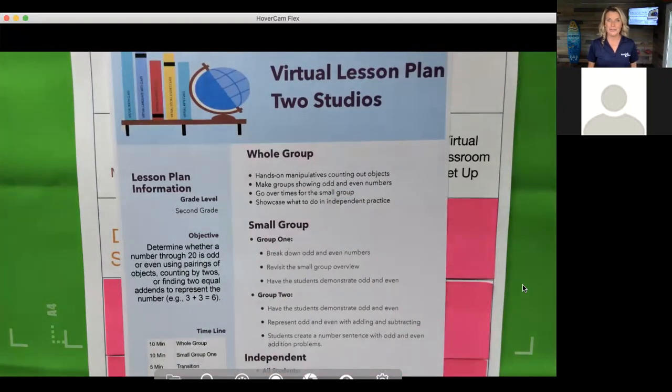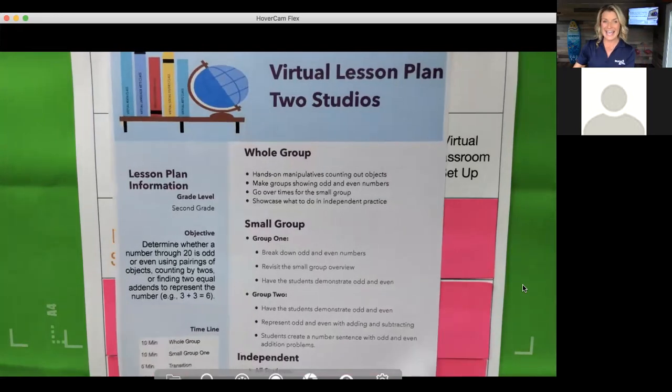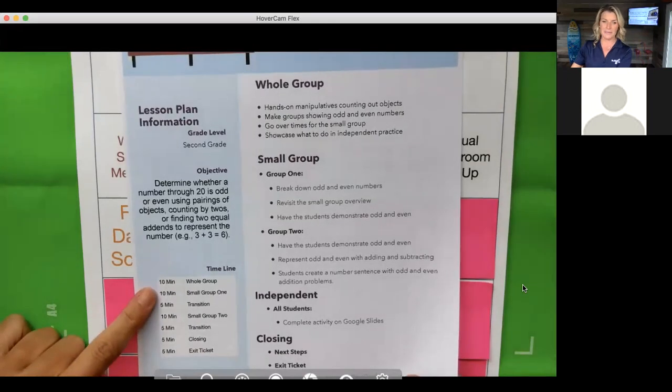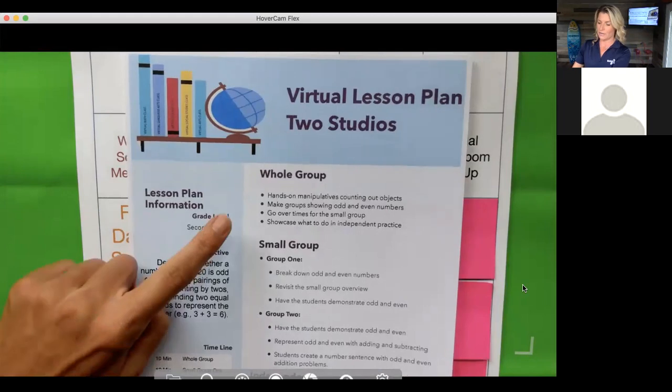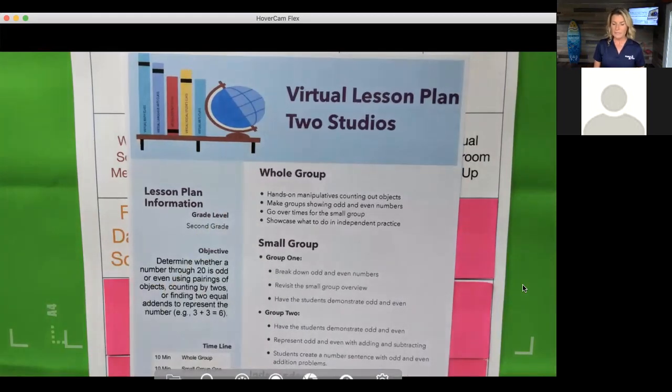This is day two of our virtual learning experience. Today we're talking about odd and even. And then I would actually have something manipulative talking about odd and even numbers. I'm giving myself about 10 minutes. You see how I have a time frame right here? 10 minutes to do that kind of introduction for the lesson.